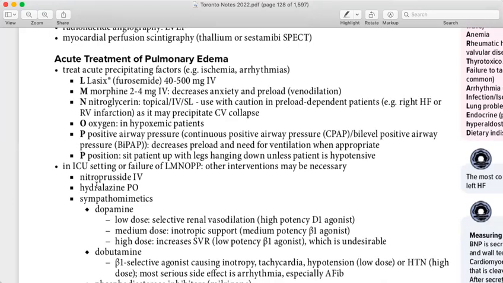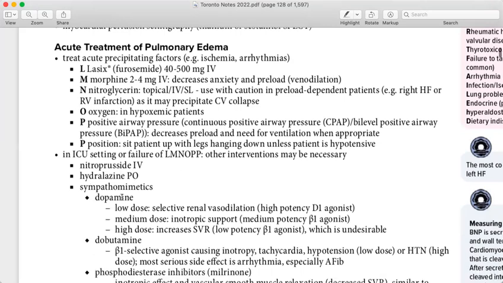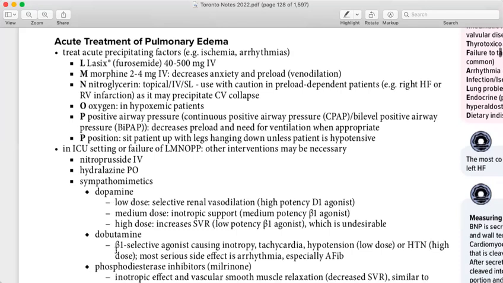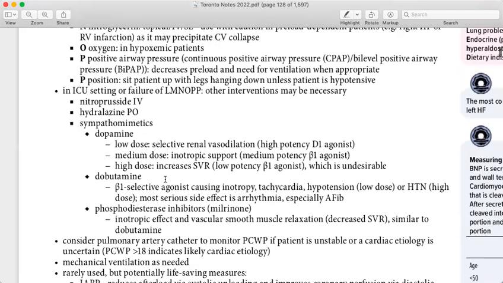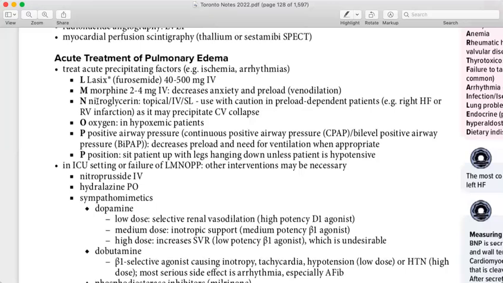In the ICU setting, or the failure of LMNOPP, you're going to start with nitroprusside, hydralazine, and sympathomimetics by using dopamine, dobutamine, and then phosphodiesterase inhibitors. Usually that condition is being resolved with LMNOPP.